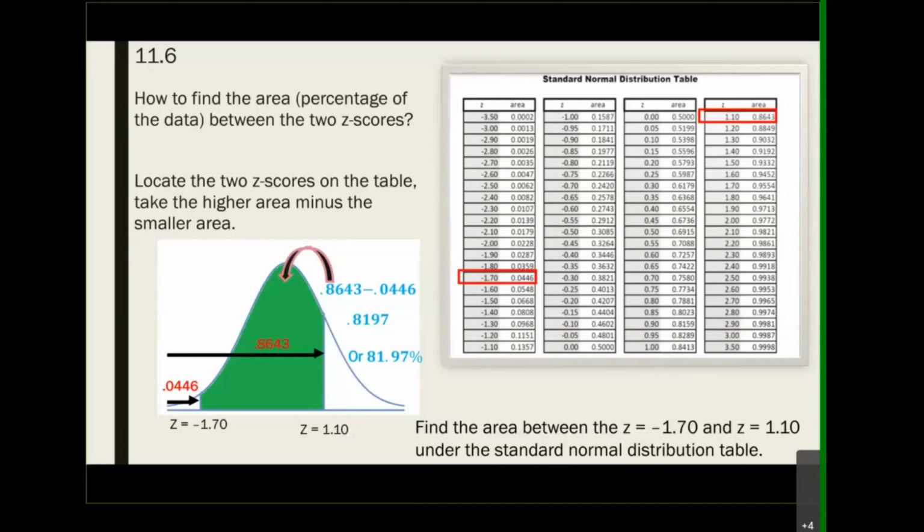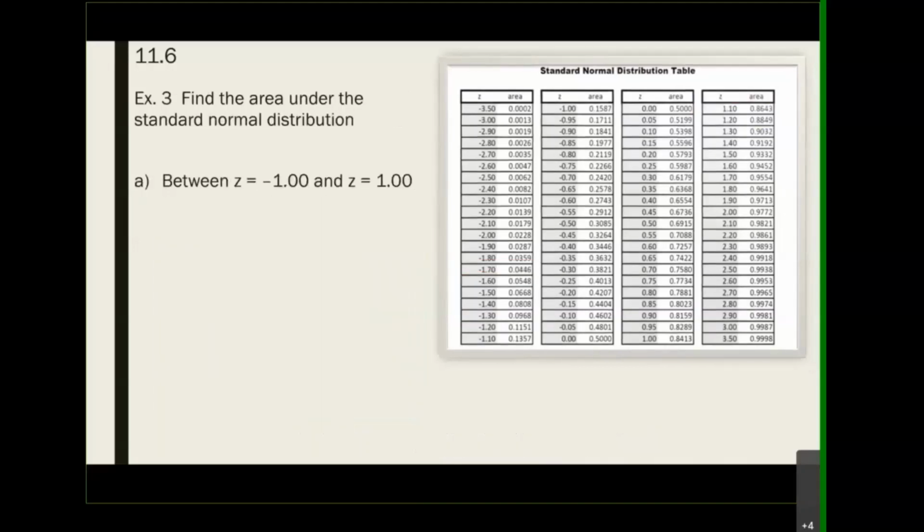Let's connect this back to the empirical rule. You say, well, what's the empirical rule? Reminder: last time I told you that if we go up one, down one, or to the left one and to the right one, the answer is 68%. That's what the empirical rule says, within one standard deviation. Now, instead of saying within one standard deviation, they say find the area underneath the standard normal distribution between the z-score of -1 and the z-score of 1.